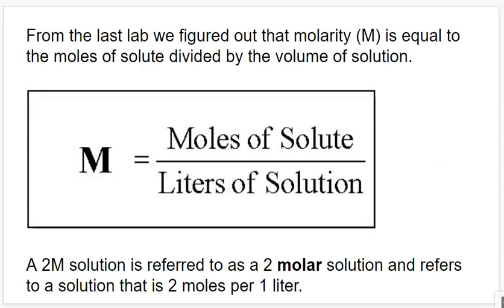Hello, chemistry students. Today we're going to be talking about concentration and dilution and how they apply to solutions in chemistry. So from the last lab we did in class, we learned that molarity, which is represented as a capital M as a unit, is equal to the moles of solute divided by the volume of solution. So it looks like this. Capital M is equal to moles of solute divided by liters of solution. How much stuff there is dissolved in a certain amount of volume.